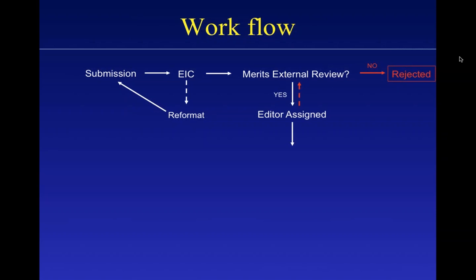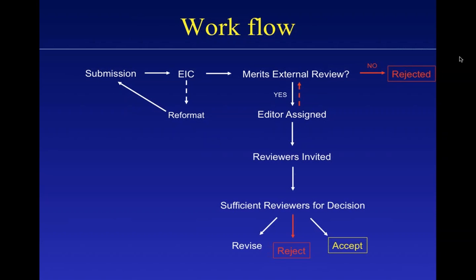If I think it does merit external review, then I will assign an editor, and that may be myself, or it may be one of the 8 or 9 associate editors we have that are responsible for different fields. The editor may then decide that it doesn't merit external review, in which case they may triage it. But if not, it then goes to reviewers, and then the reviewers will obviously send in their reviews. When there are sufficient reviewers for a decision, the paper will undergo a decision: accept, reject, or revise.